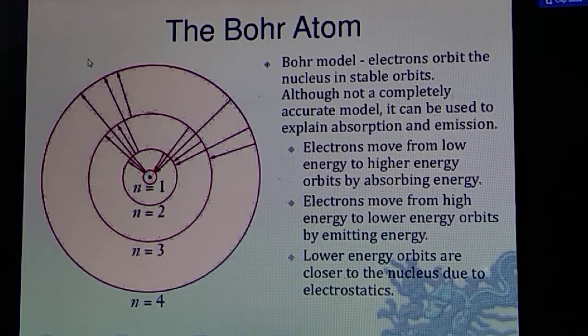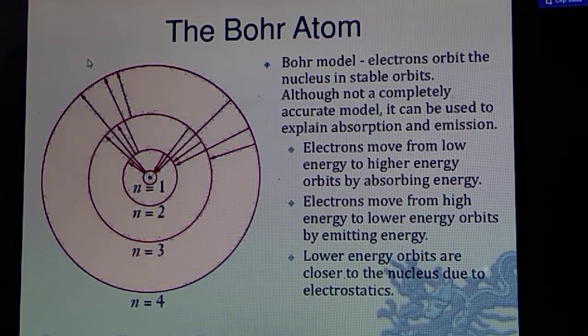Now students, the Bohr atom, that is the atomic models: J.J. Thomson's model, Rutherford's model, Bohr's model. Now we are going to explain Bohr's model. First, electrons orbit the nucleus in stable orbits, although it is not a completely accurate model. It can be used to explain absorption and emission.